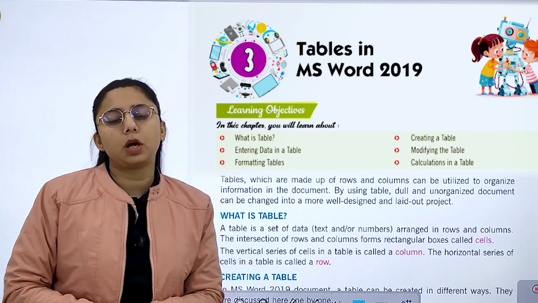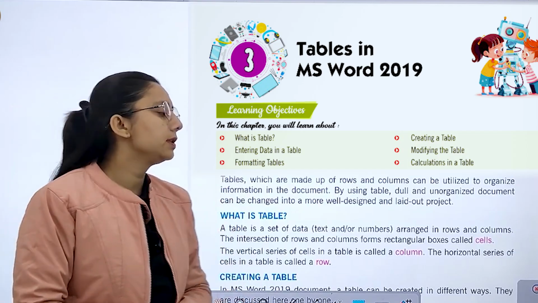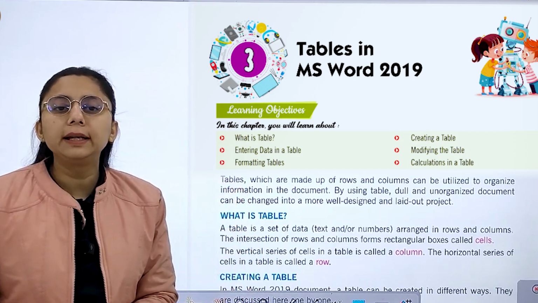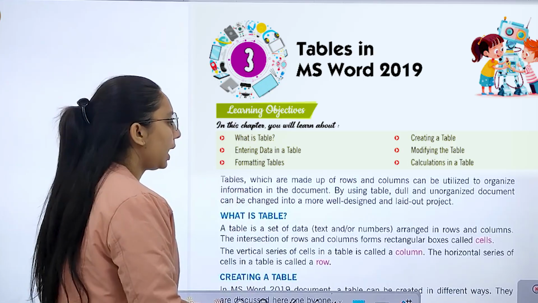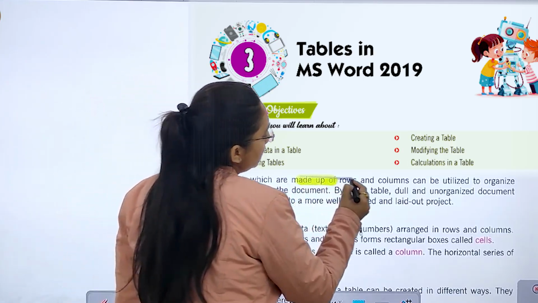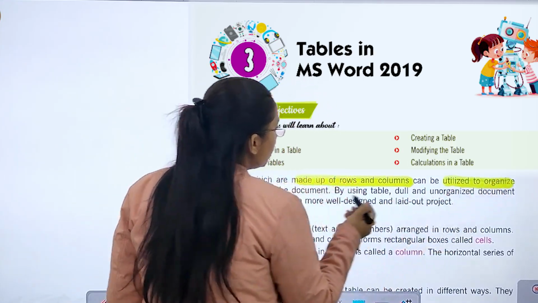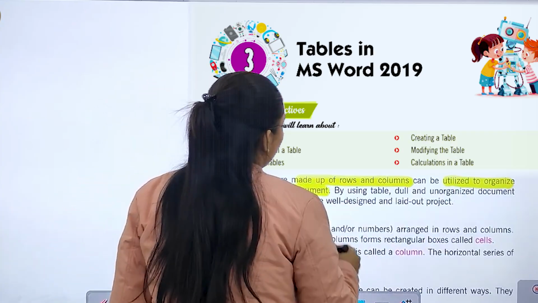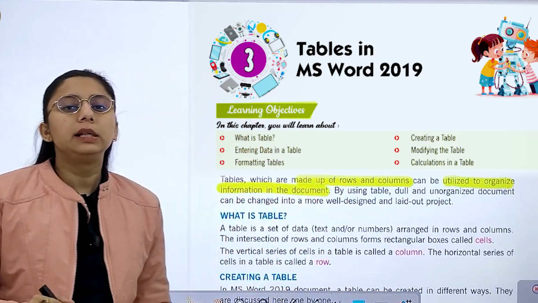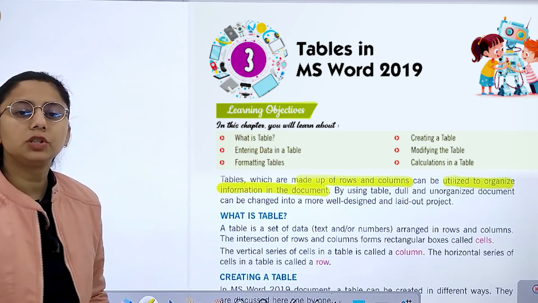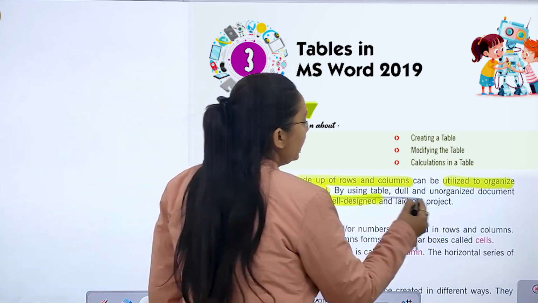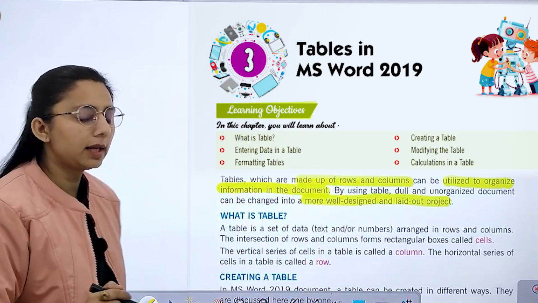Tables in MS Word 2019. In this chapter, we will study tables, which are made up of rows and columns. It is utilized to organize information in a document. By using a table, a dull and unorganized document can be changed into a well-designed and laid out project, right?